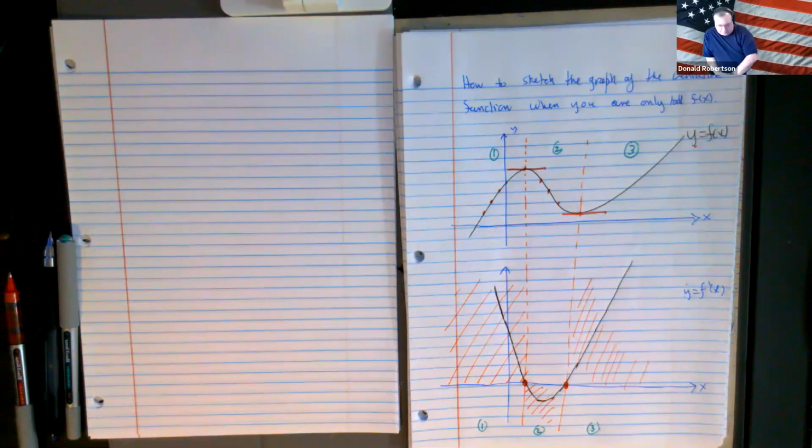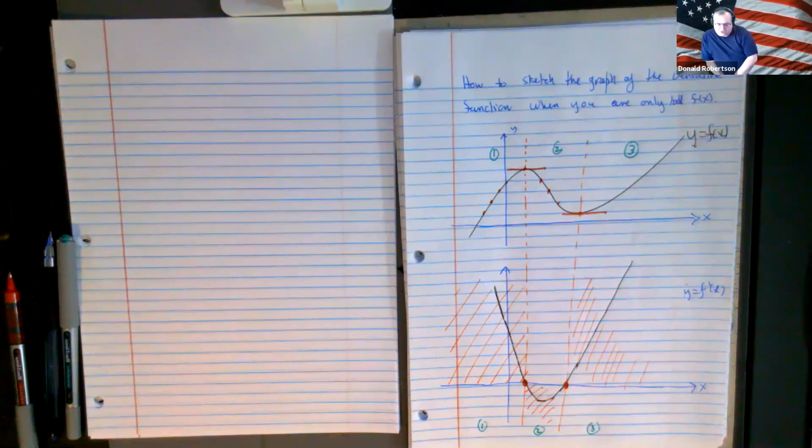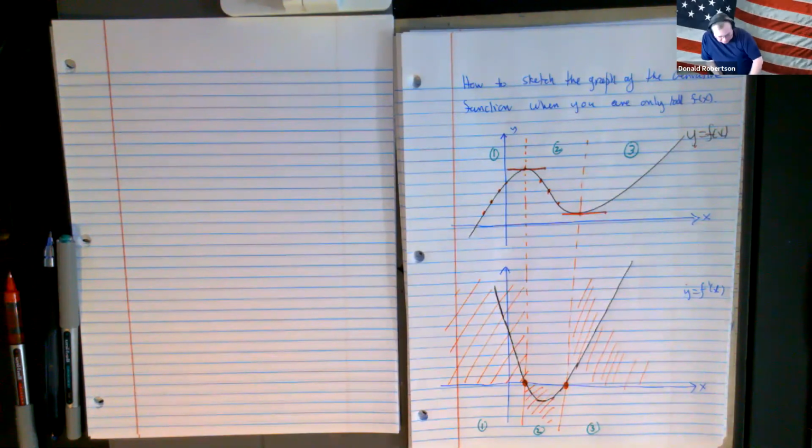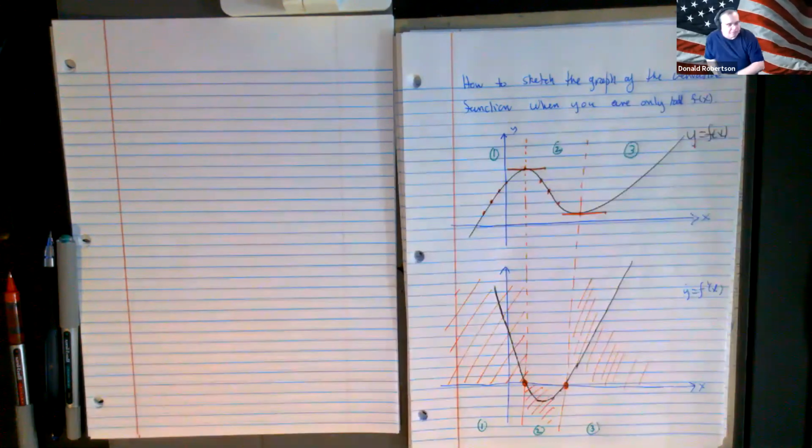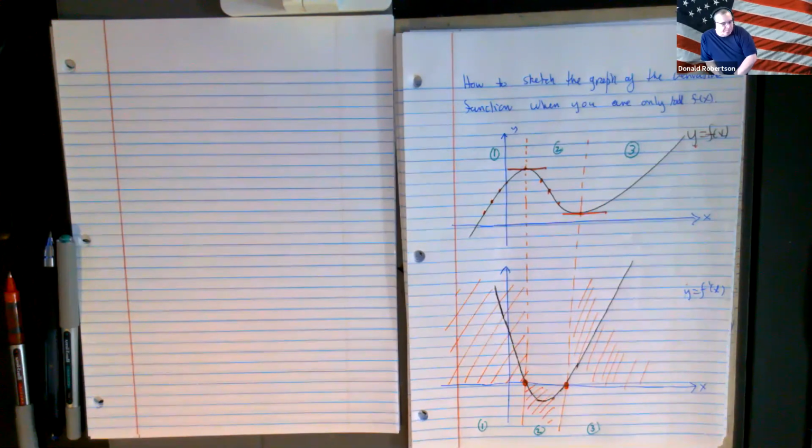So if you give me a curve, y equals f of x sketch, I can do a sketch of y equals f dashed of x, even though I don't know the equations of anybody. All I know is what the graph looks like. Helpful?